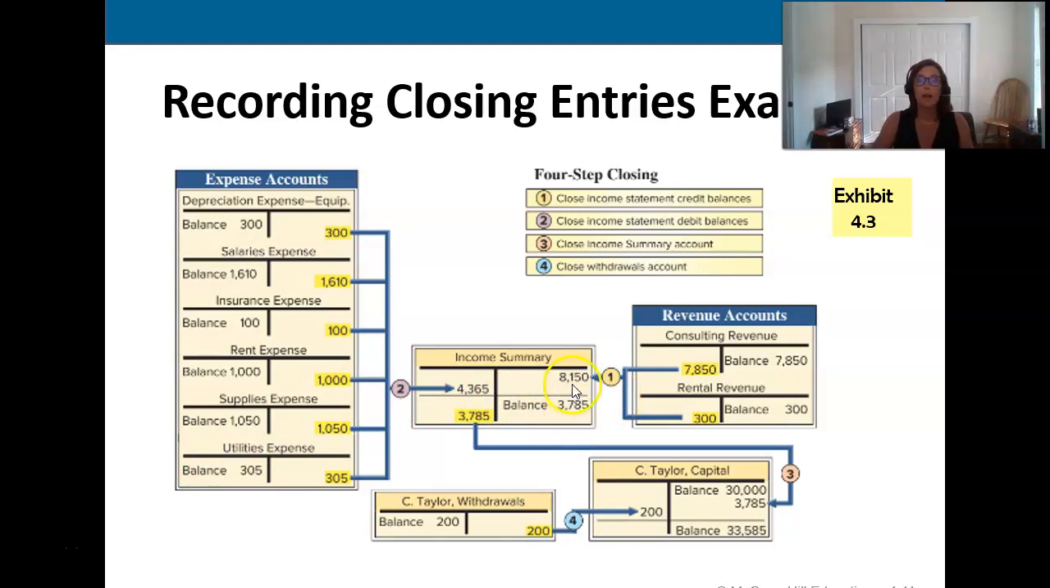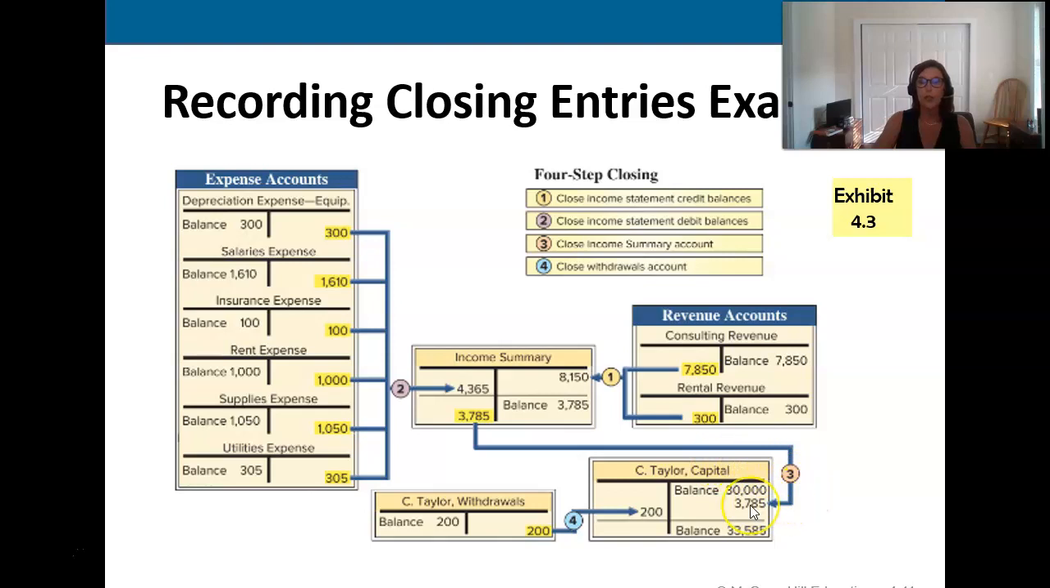And of course it is, because all that is the difference between the revenue and the expenses, and that gets us to net income. So now we need to somehow get that net income into the owner's equity account. And so this is how we do that. We now need to zero out the income summary account, because we're all done with that. We're going to tuck it away till next month when we need it. And to do that, we are going to enter a debit for $3,785.